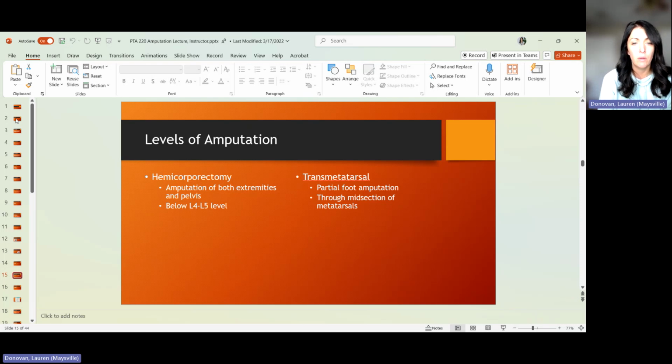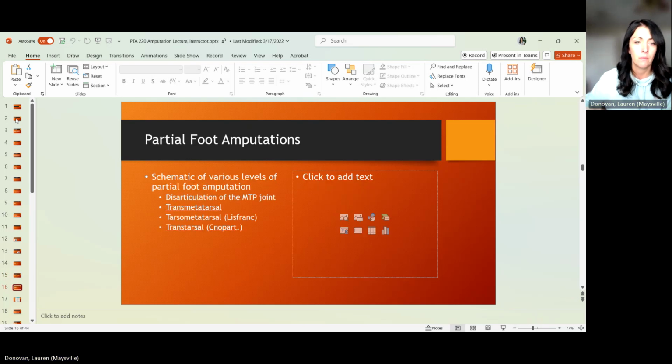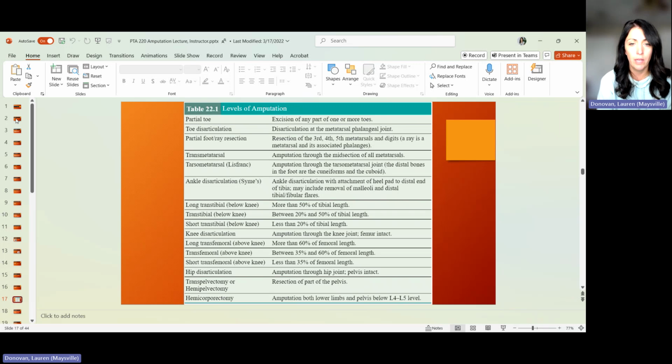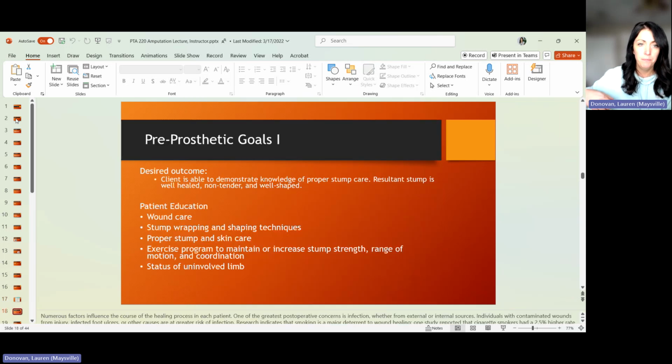Hemicorporectomy, amputation of both extremities and pelvis below L4 and L5. Transmetatarsal is partial foot amputation through the midsection of the metatarsals. There's also partial foot amputations that they can do, like disarticulation of the MTP joint, transmetatarsal, tarsometatarsal, and transtarsal. So here's in your textbook, I want you to make sure that you know each level of these amputations and even the percentages that could be amputated.